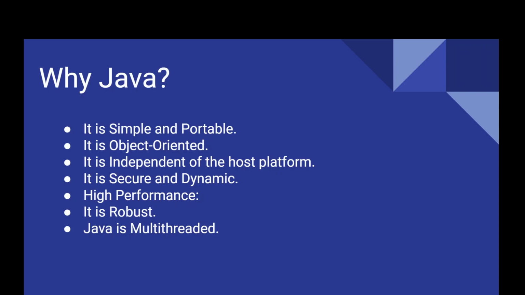With the use of just-in-time compilers, Java achieves high performance through the use of bytecode that can be easily translated into native machine code. Java has its own strong memory management system, which makes it robust. So Java supports multiple execution of threads, which makes Java multi-threaded. Now let's see how Java works.